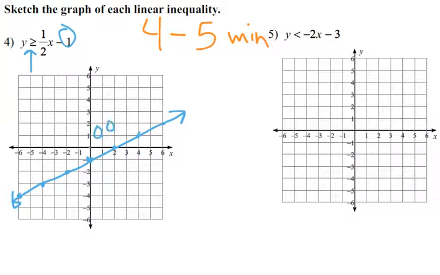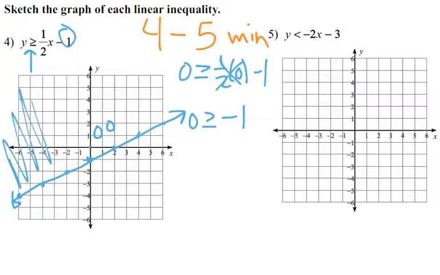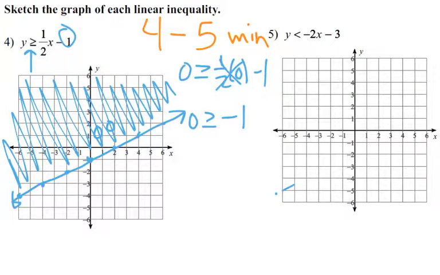Okay, then we pick a test point. I'm picking 0, 0. So 0 for y is greater than or equal to 1/2 times 0 for x minus 1. That'll be 0, so negative 1. Is 0 greater than negative 1? Yeah. So you should have shaded this side up here where 0, 0 was. Should have looked like that.